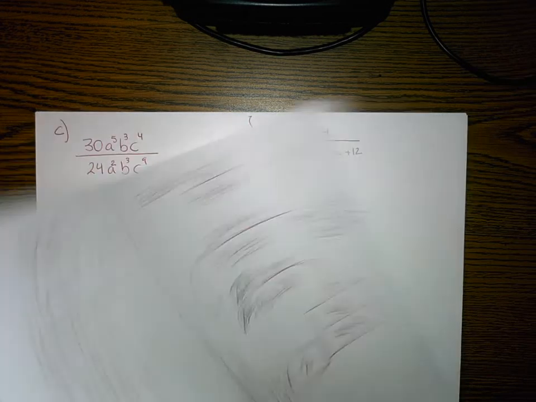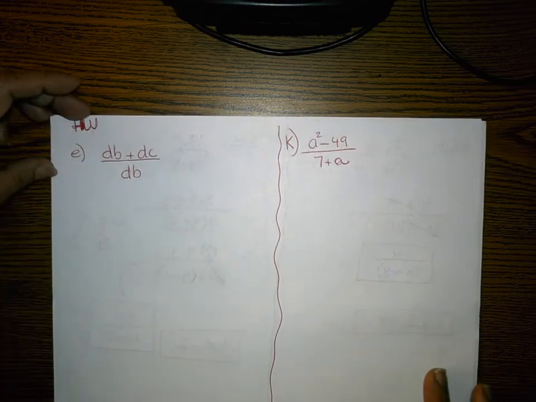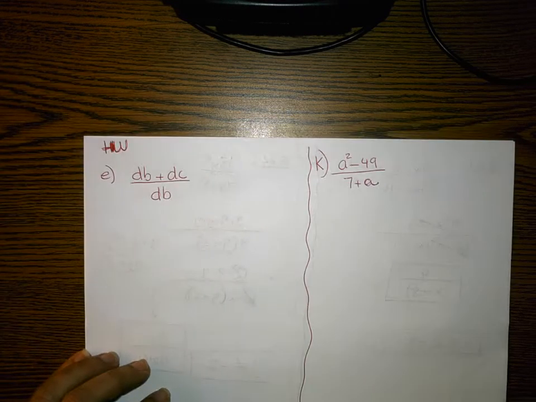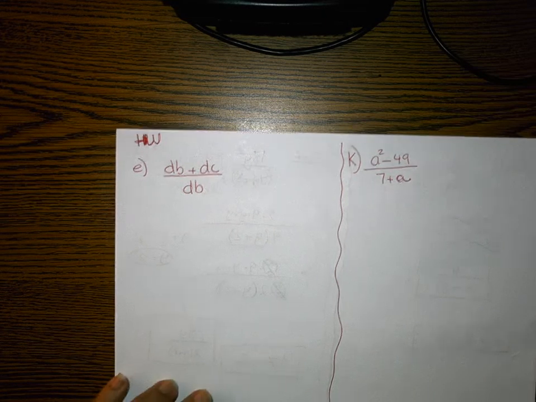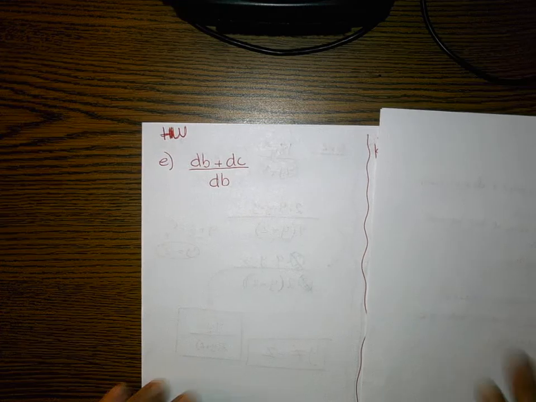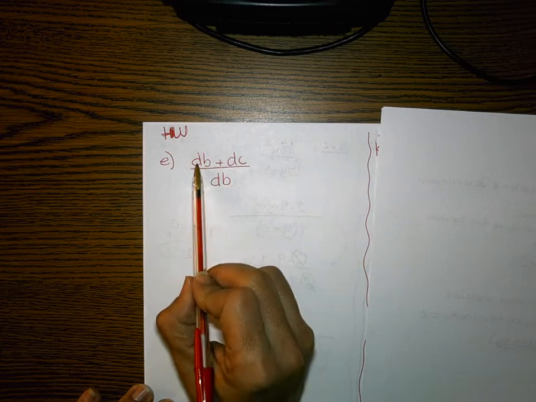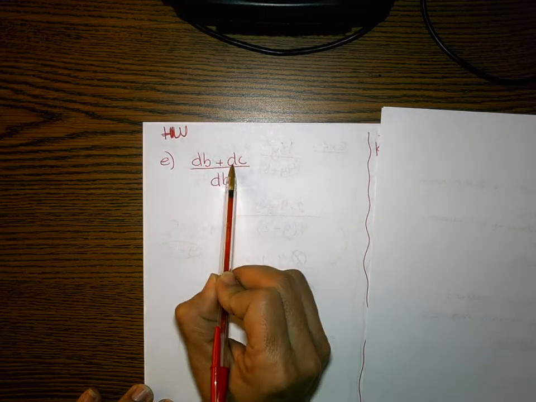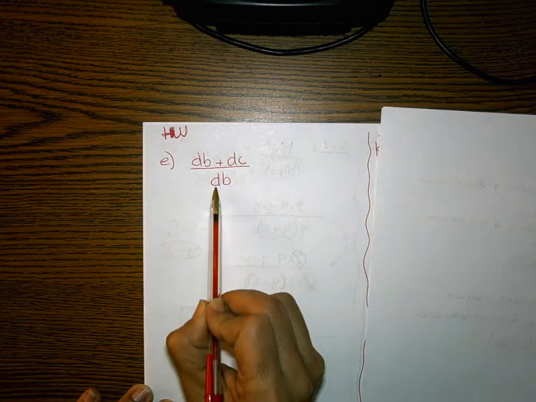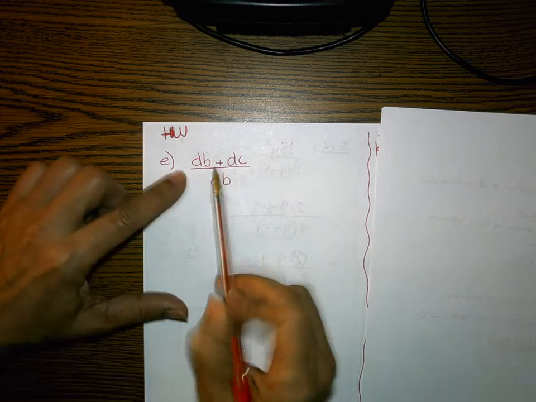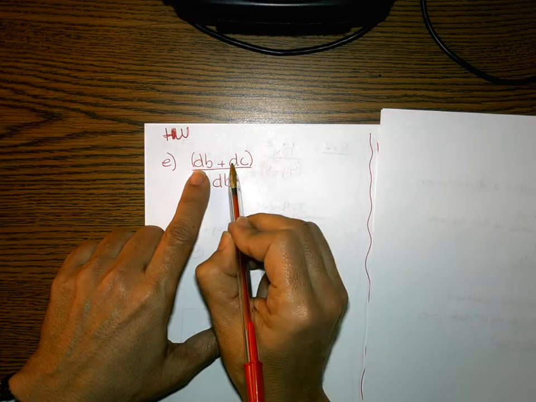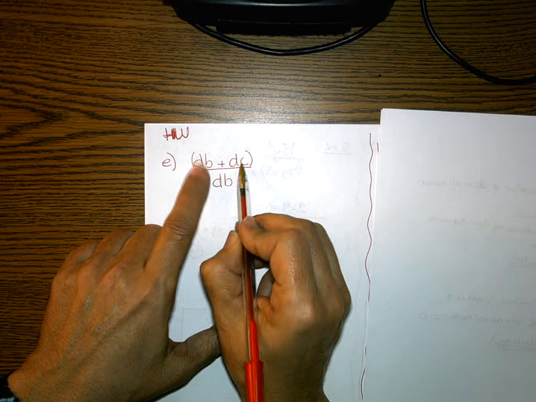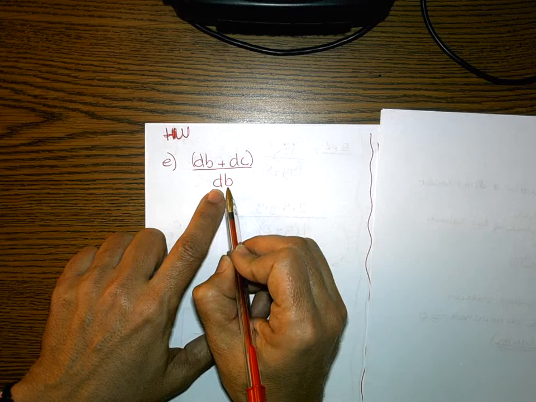But now let's go ahead and do some from your homework packet, from the worksheet 4.1. I chose randomly. I just chose letter E first. Okay? So let's focus on letter E. Letter E says I have DB plus DC all over DB. So again, I have a group here. I have a group because I have an addition. I have a group of things here, a binomial, two terms, and I have a monomial here.